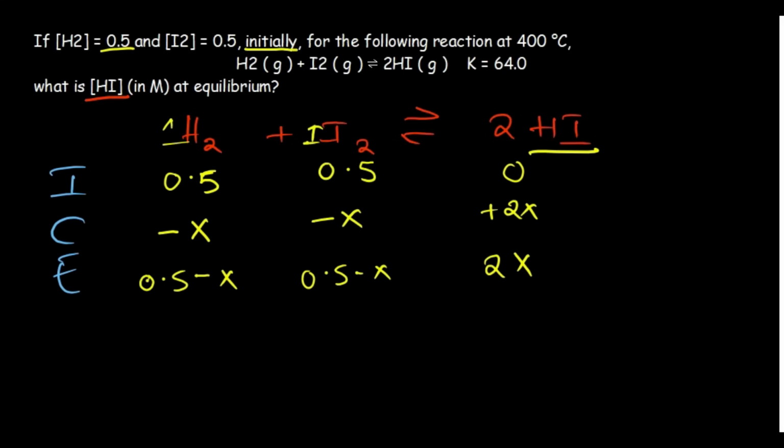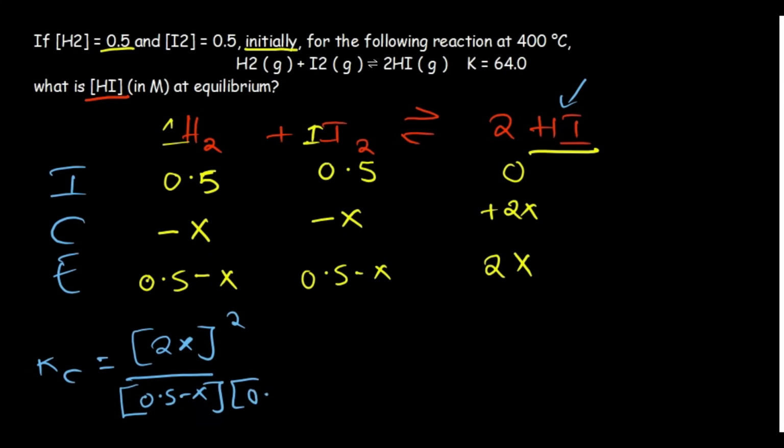So the Kc expression is expected to be, for the products we only have HI to the power 2. So I'll get its concentration directly, which is 2x raised to the power 2, over 0.5 minus x, and then the other one as well, 0.5 minus x, raised to the power 1. They are all raised to the power 1. Now the value of K has been given to be equal to 64.